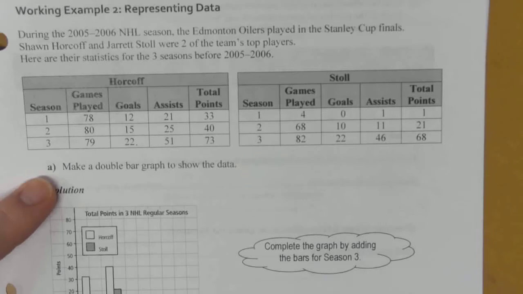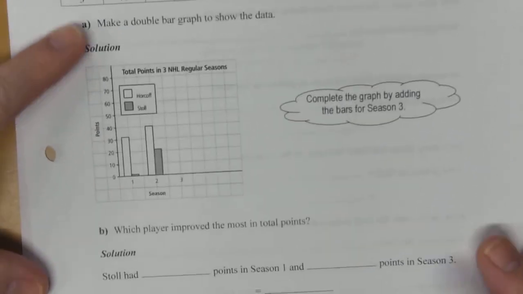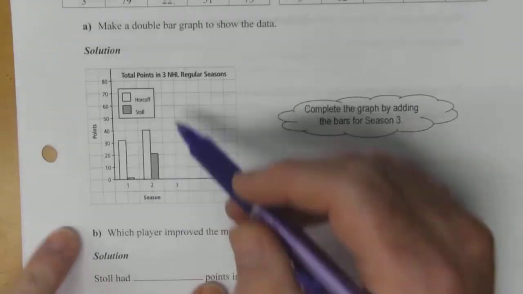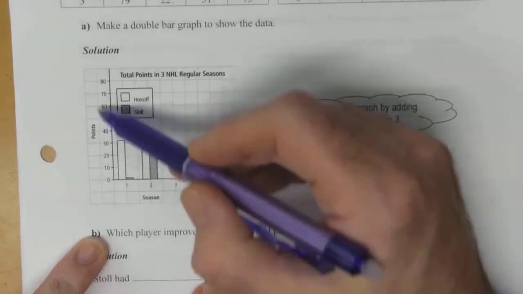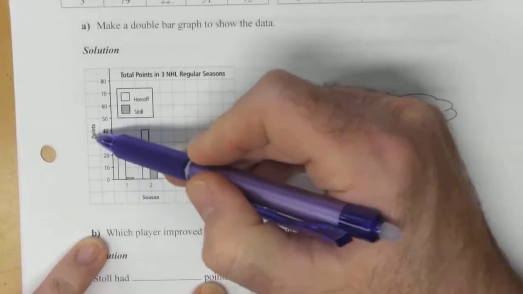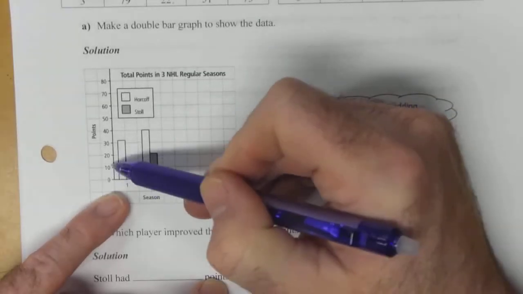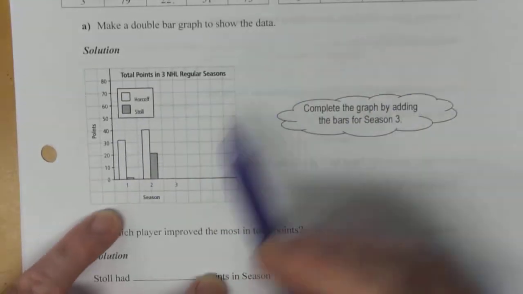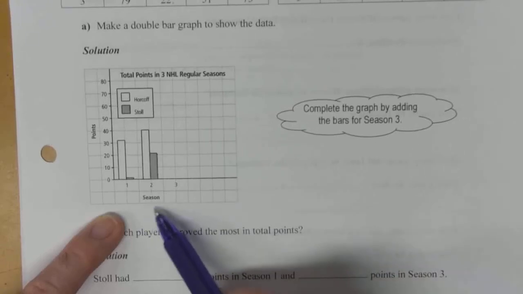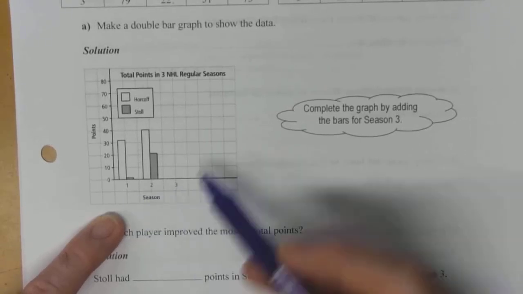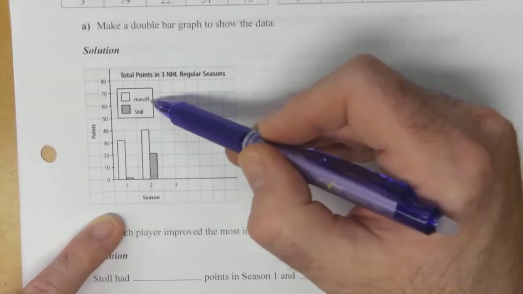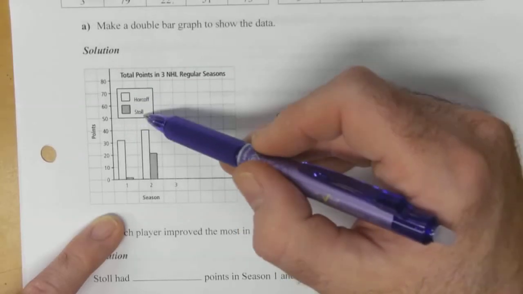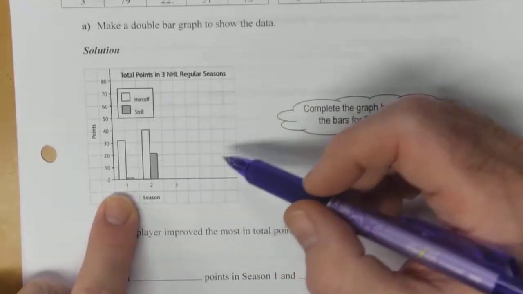So part A is asking us to make a double bar graph to show the data. Well, season 1 and season 2 are done here. We've got a graph. Title is total points in 3 NHL regular seasons. Along our y-axis, we have points ranging from 0 to 80, and each line it jumps 10 points. Across our x-axis, we've got the season number, 1, 2, or 3. And here we've got a legend. That legend shows us that the white bars are the points for Shawn Horcoff, and the shaded bars are for Jarret Stoll. So let's have a look.